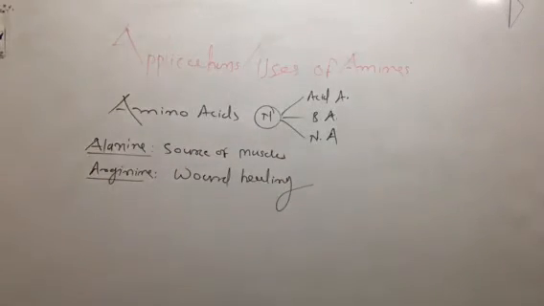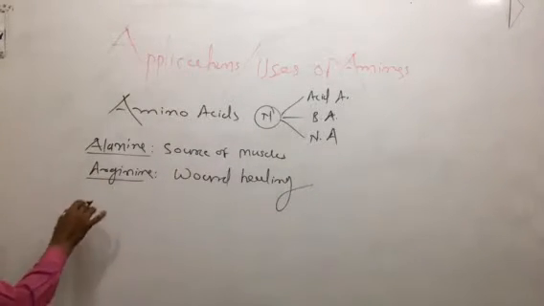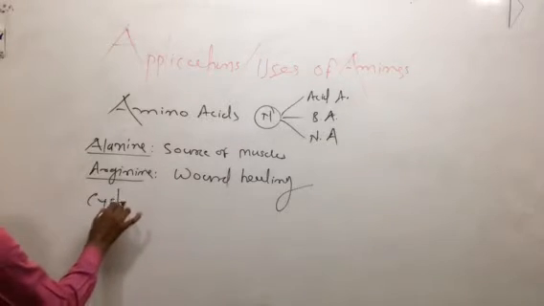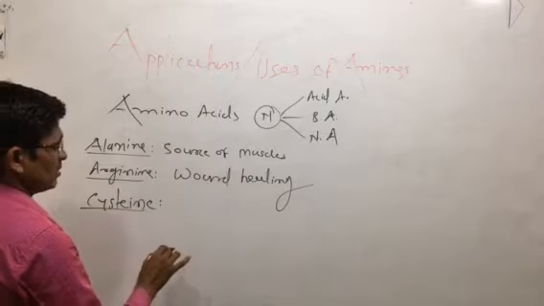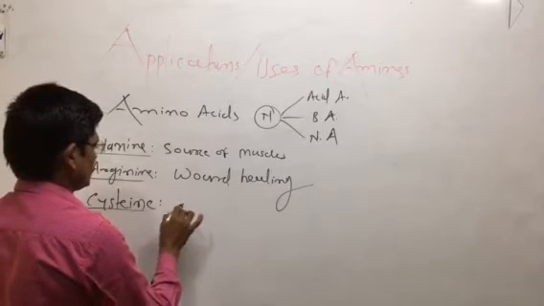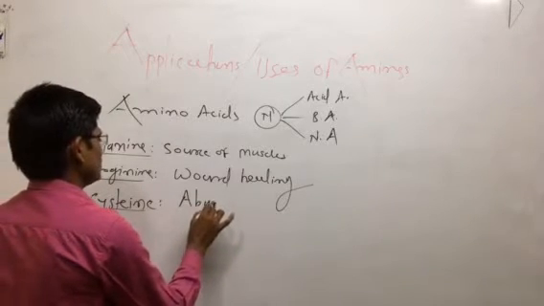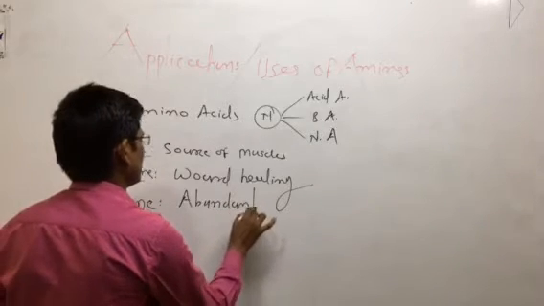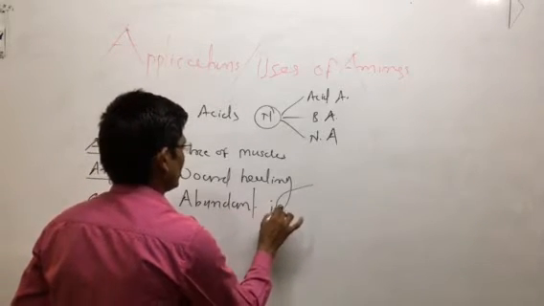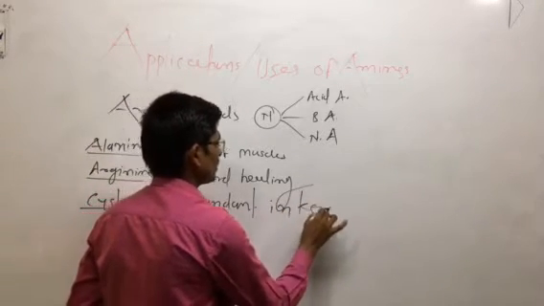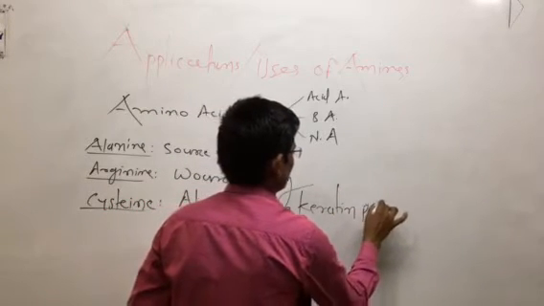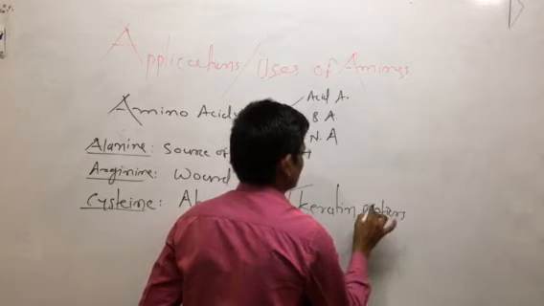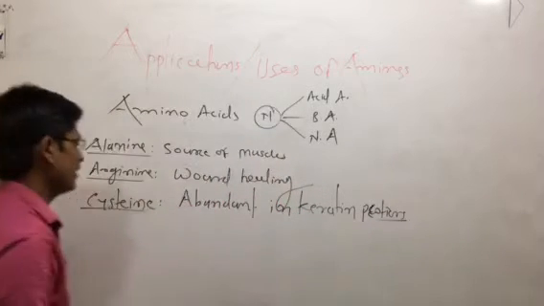Next is cysteine. This cysteine amino acid is abundant in keratin proteins. Abundant in what? Keratin proteins. Next, glycine.